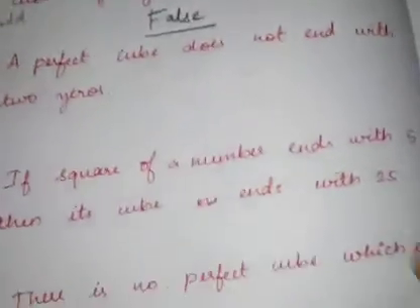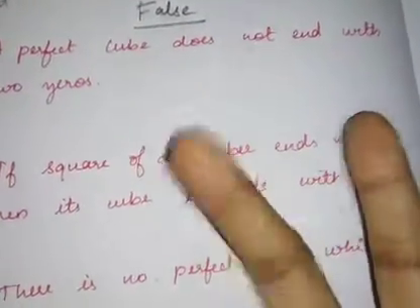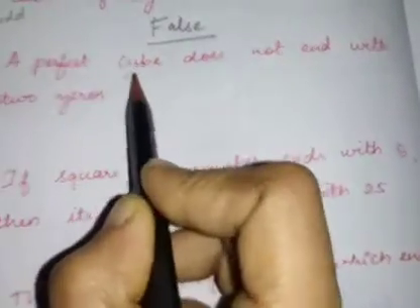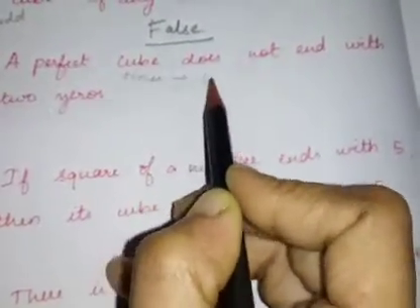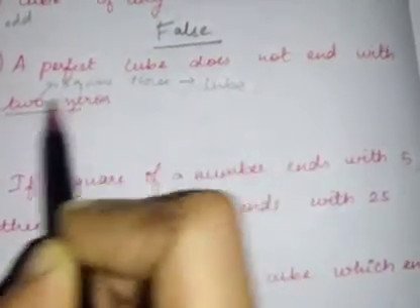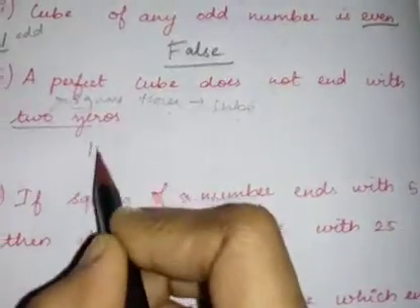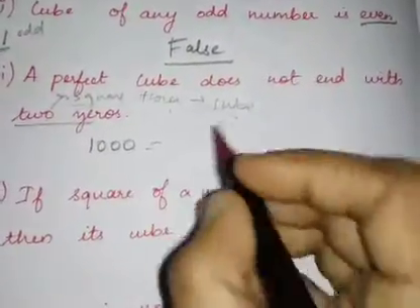So a perfect cube number does not end with 2 zeros, they are saying. Yes, because if it ends with 3 zeros, it is a perfect cube. 2 zeros means it is a square. 3 zeros means cube. You can see 1000 is a perfect cube.